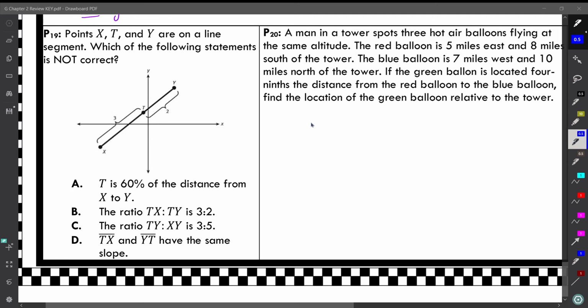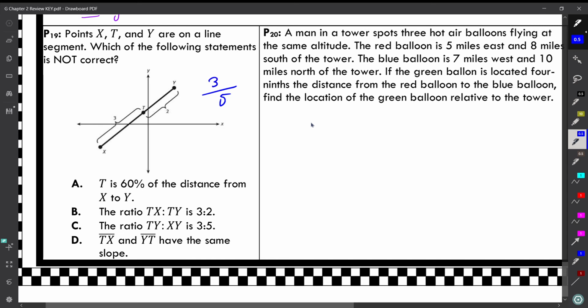Points x, t, and y are on a line segment. Which of the following statements is not correct? Okay, let's see. Let's look at the first one. T is 60% of the distance from x to y. Alright? So look at our ratio. My whole part is 5 parts total, correct? From x to t is 3.